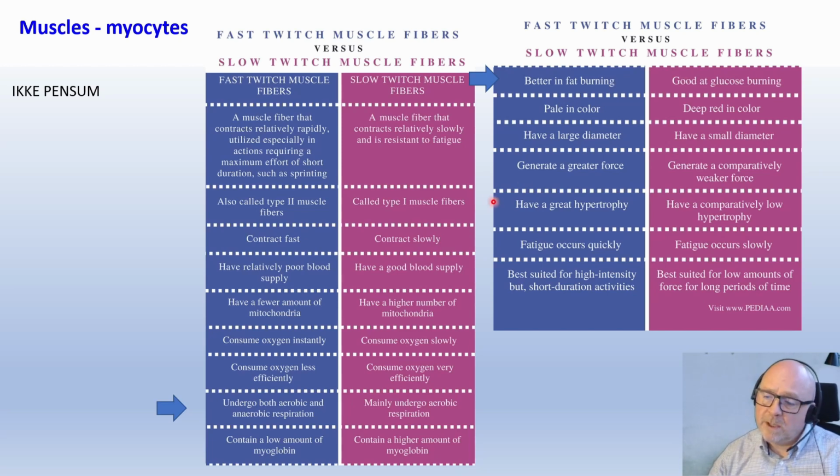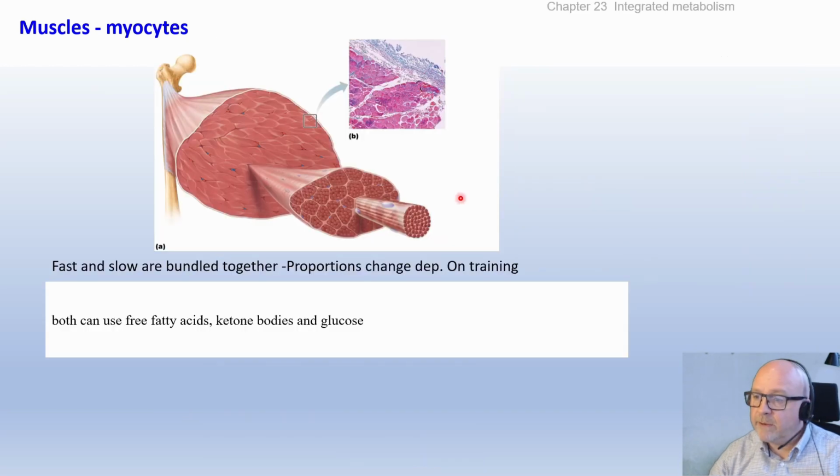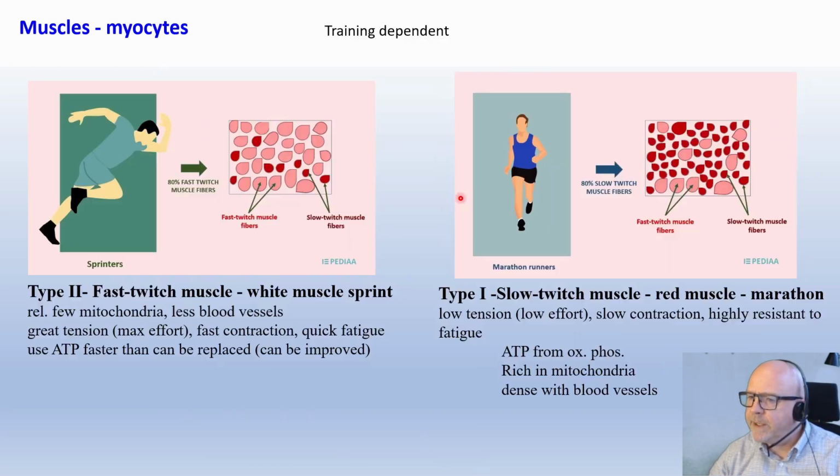And of course, some have more blood flow than others, right? That was one of the things just pointed out. That's why you get the color. So the slow twitch muscle fibers will have more blood flow, right? Fast twitch are less red, they have fewer blood vessels.